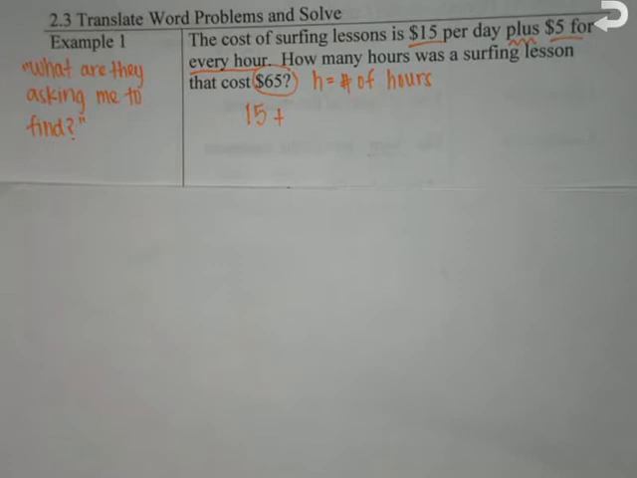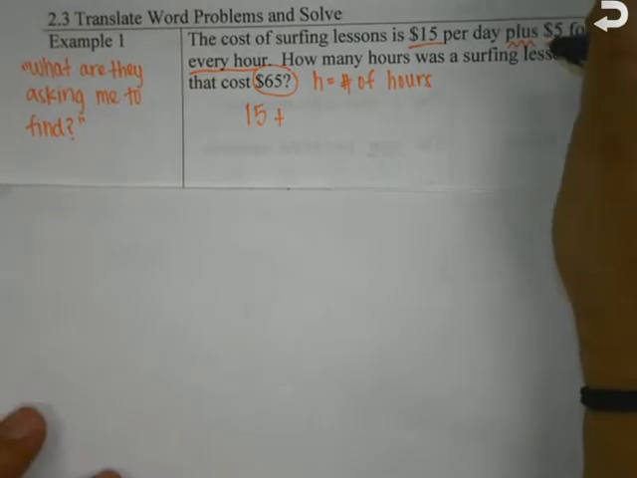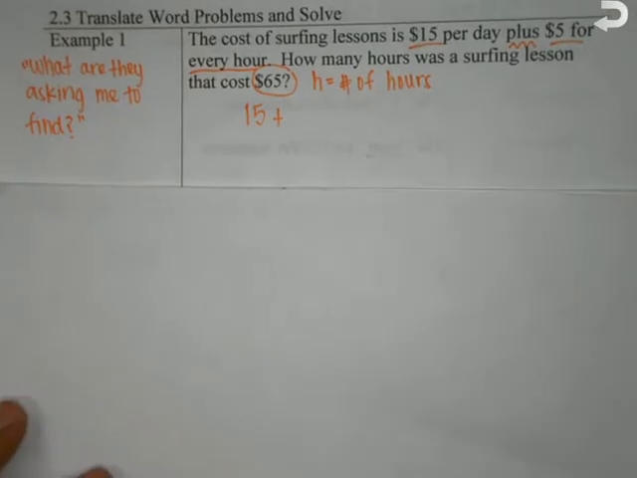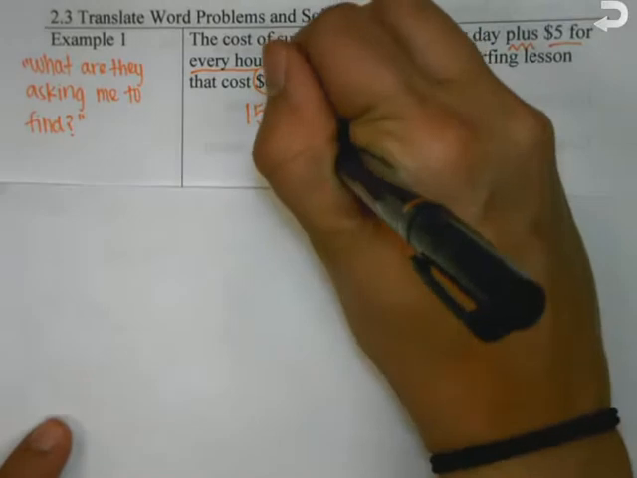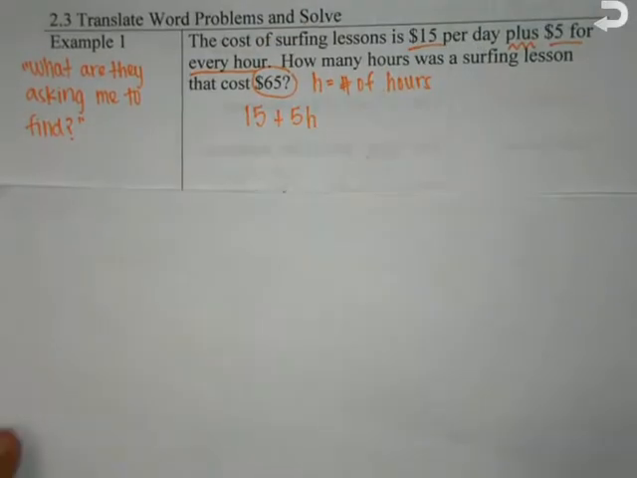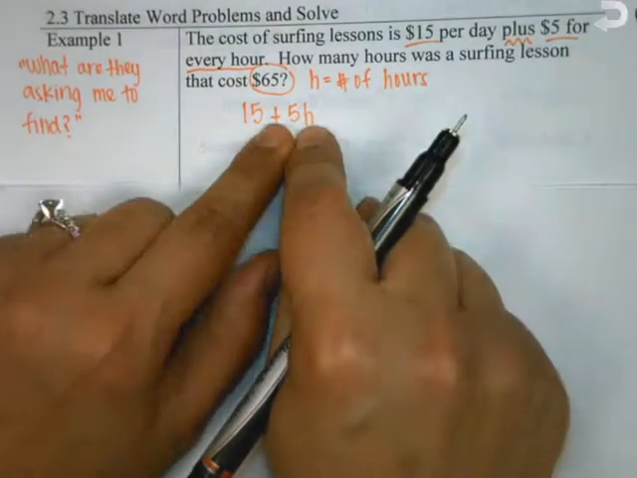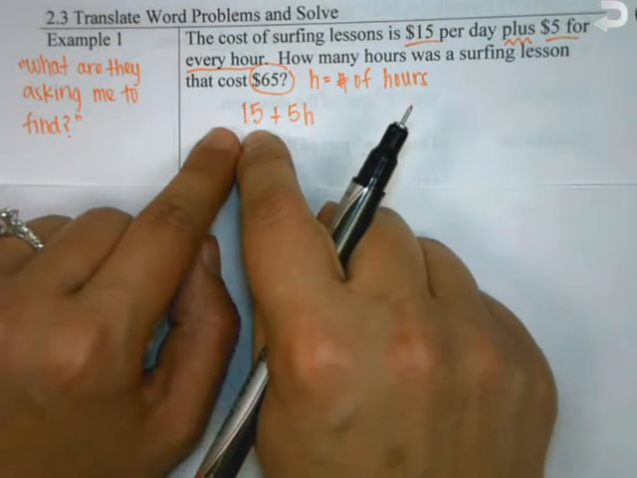How'd you get that? 15 plus 10. What if it was 3 hours long? 30. How'd you get 30? 15 plus 15. How are you guys getting the one that's changing every time? If it's $5 for every hour, how are you calculating that? Right, so we are multiplying 5 times however many hours our lesson is. So 5 times H. If my lesson was 3 hours, 5 times 3 gives me 15, plus 15 gives me 30, right? So I'm multiplying $5 times the number of hours.